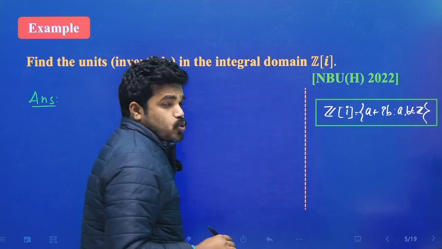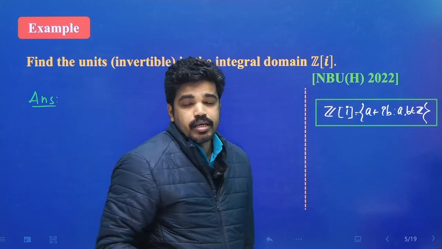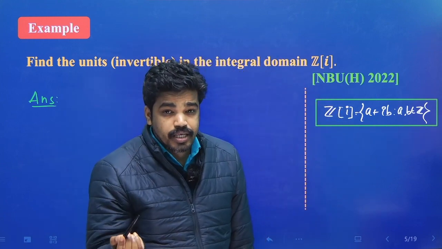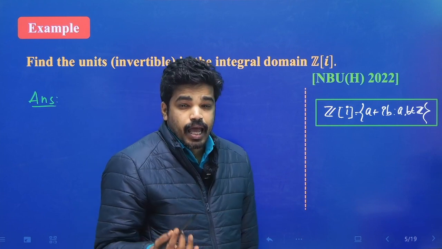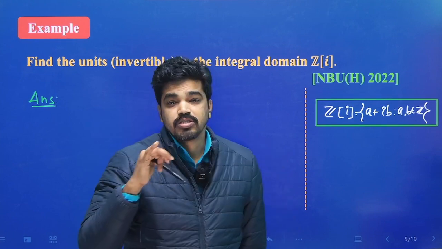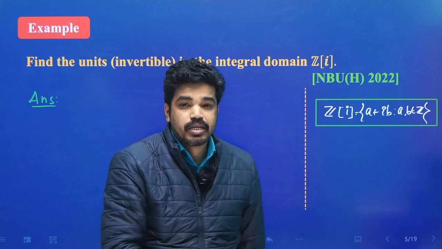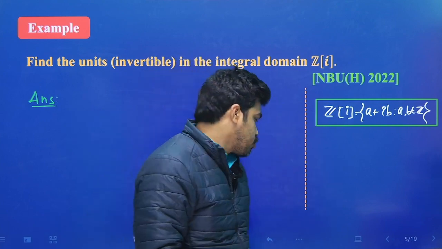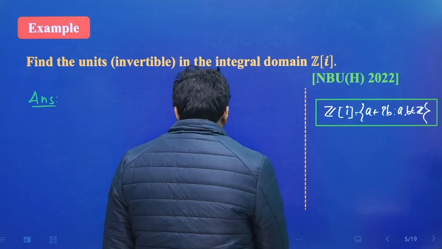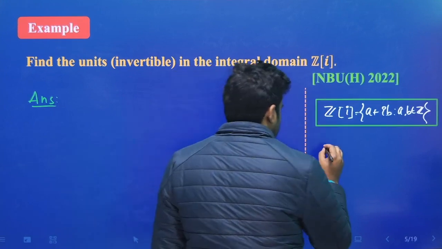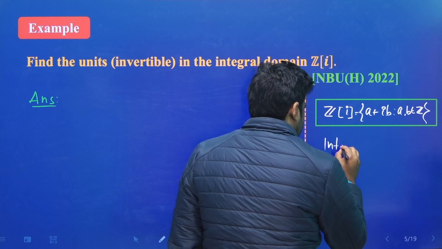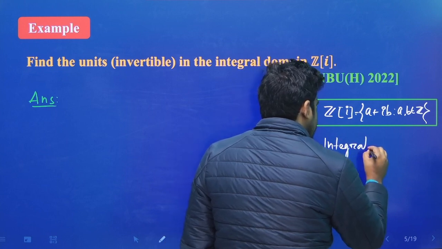Okay, so we know that Z[i] is a commutative ring with unity and having no zero divisor. It has no zero divisors, so Z[i] must be an integral domain. What were the conditions of an integral domain? What are the conditions of integral domain?